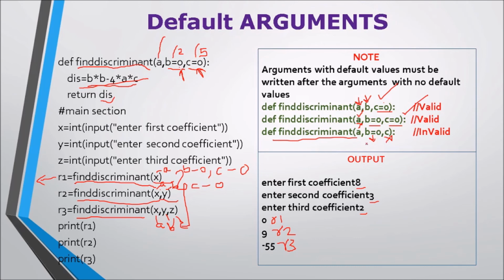So you have to mention it like A, C and then B equal to 0. So this thing we have to keep in mind when we are dealing with default arguments. Always the arguments which are not having any default values will appear first, then the arguments with default values will come in the function definition.